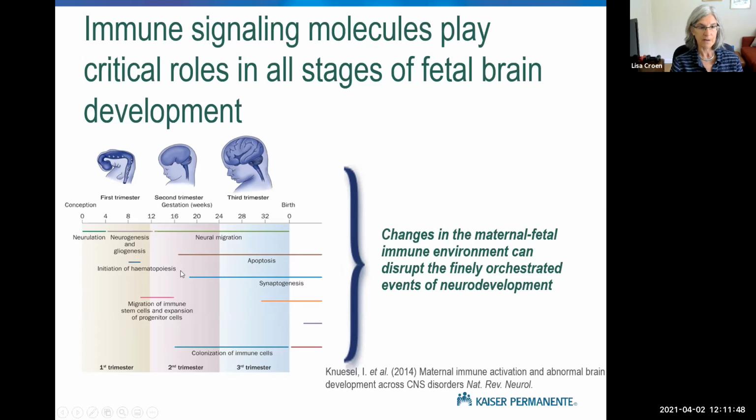And you can see the different processes happening across all periods of gestation, where early on you've got neurogenesis and gliogenesis happening. In the second and third trimester, you've got neural migration and apoptosis and synaptogenesis. These are all very, very critically important processes for normal brain development. And so if this immune environment is changing while the fetus is developing, it can impact, and possibly with adverse consequences, fetal brain development.